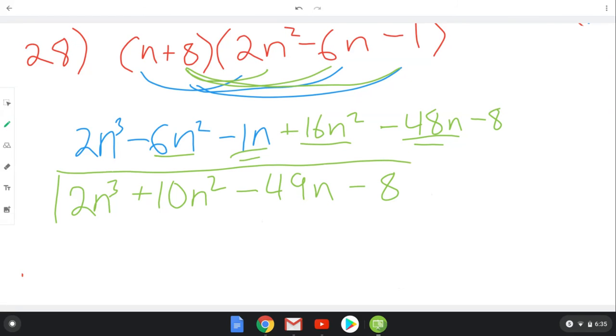So basically, anytime I'm multiplying two polynomials together, I'm just multiplying each piece of the first polynomial by each piece of the second polynomial. So I'm just multiplying by all of them and then going on to the next one and multiply by all of them. And if there were more terms, I would just keep doing that. And that's basically the strategy here.